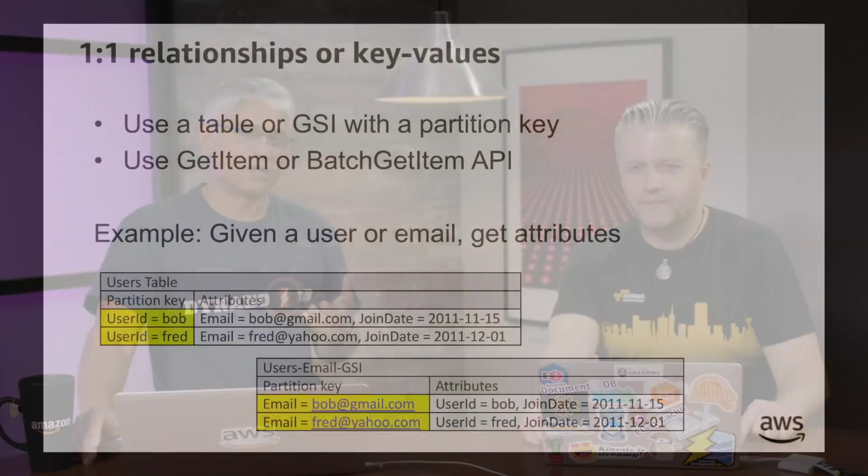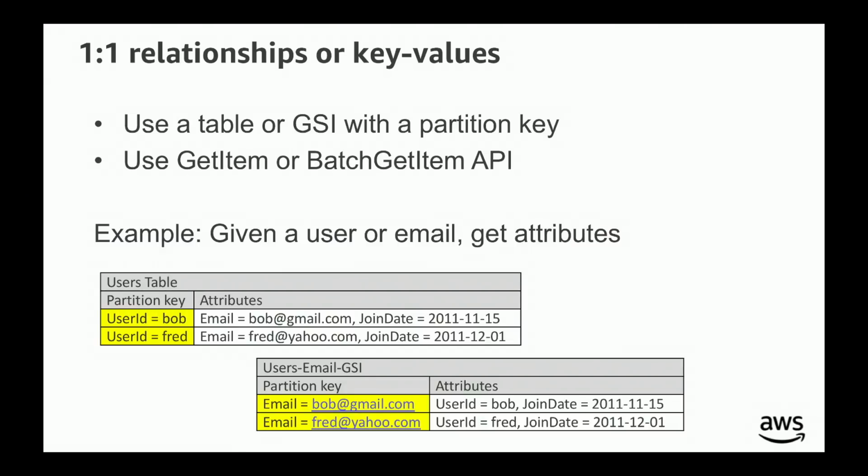There are three fundamental constructs that we will go through today. When you're modeling relationships, typically relationships are one-to-one, one-to-many, or many-to-many. We'll walk through in the next few slides what type of constructs you can use in DynamoDB to model these scenarios. For example, if you're modeling key-value relationships, using a table with the partition key as the key and the various attributes as values would be the way to model the table.